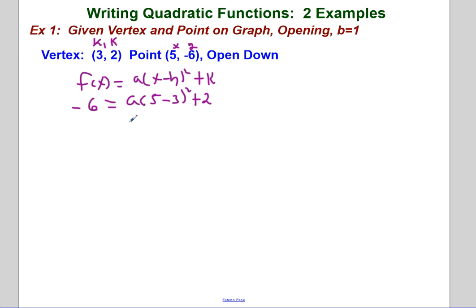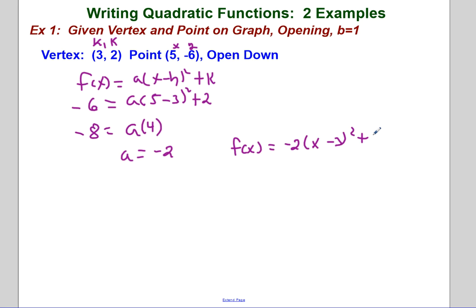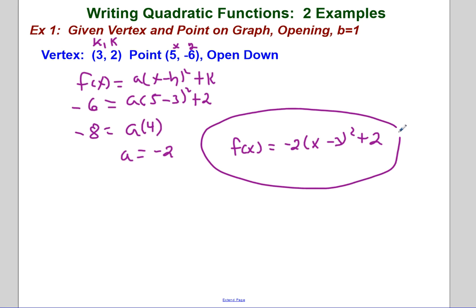So I'm going to subtract 2 on both sides, so I have -8 is equal to a times, that's nothing more than 2 squared, so that's just going to be times 4. All right, divide by 4 on both sides, and we have a is equal to -2. Rewrite our function because we need our independent and dependent variable intact: -2 times (x minus 3) squared plus 2.